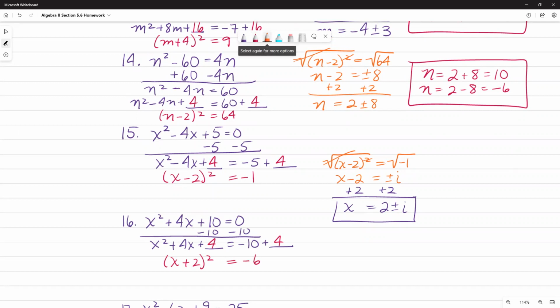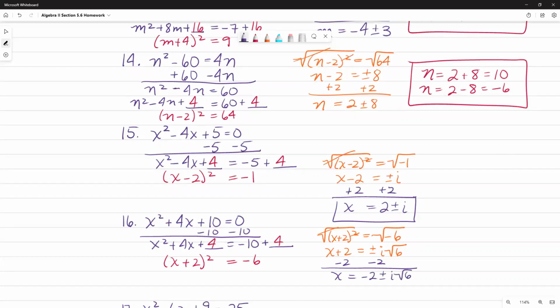So now let's solve using the square root property. The square root of (x + 2) squared equals the square root of negative 6. These cancel. I end up with x plus 2. 6 is just 2 times 3. There's no perfect square that's a factor of 6. All I'm doing is pulling out the i. And so we have plus or minus i square root 6. So the last step is I'm going to subtract the 2 from both sides. And my final answer is x equals negative 2 plus or minus i square root 6. That is as simple as we can get it.